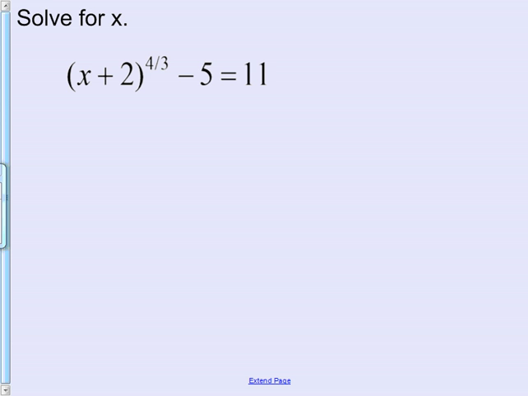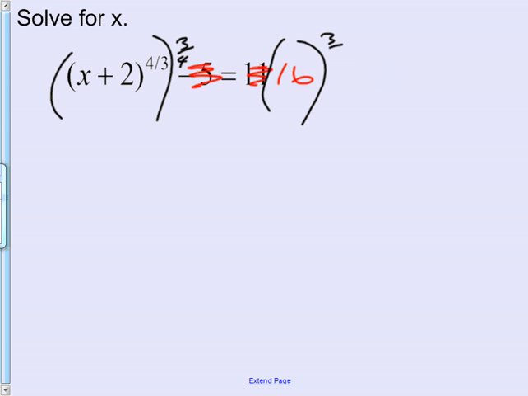Okay, moving on. This one, let's save you some time. The first step would have been what? Add 5. Then the second step would be to put it to the power of what? And as soon as you do that, you're creating what? A square root on both sides, and therefore the answer would have been plus and minus.